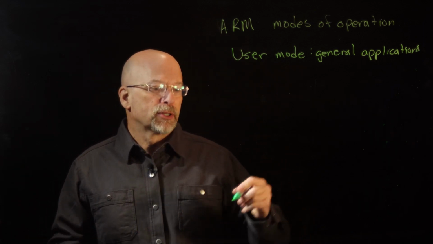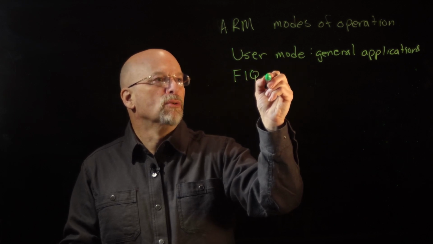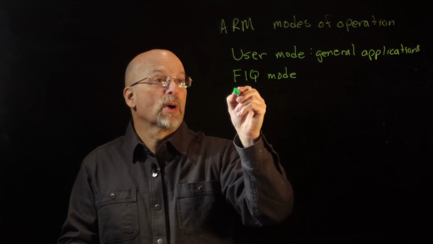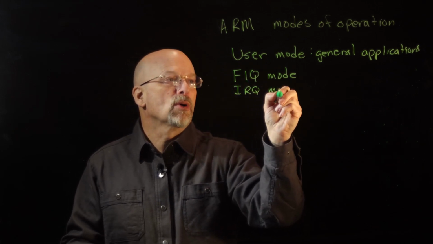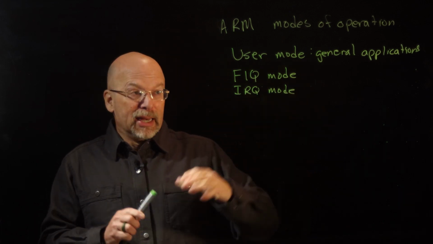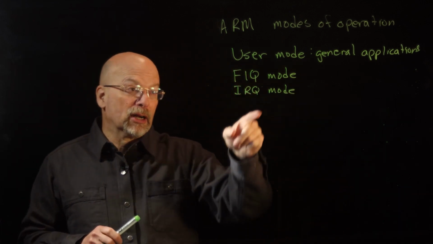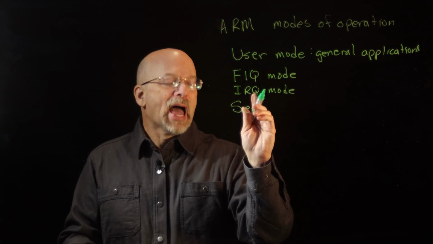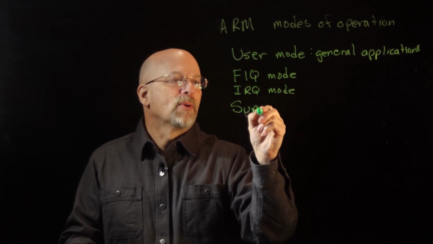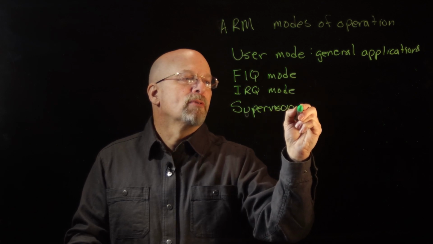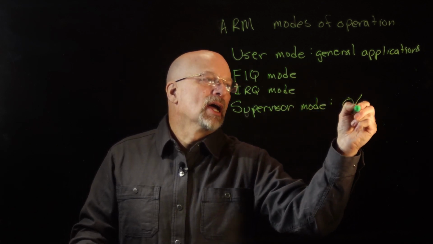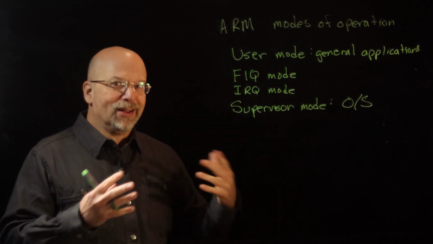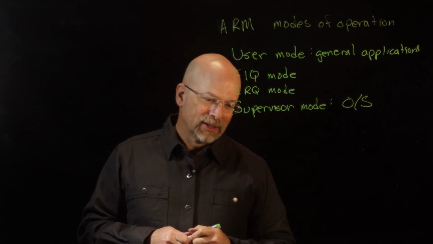There's FIQ mode, which is the mode you'd use whenever you're going into a fast interrupt request. There's also IRQ mode, a slightly different mode, but it's also the mode you shift to whenever you're getting interrupted, specifically with the IRQ. Now, the operating system runs in supervisor mode. So this one's basically the operating system, and that gives you access to a lot more resources than user mode does.